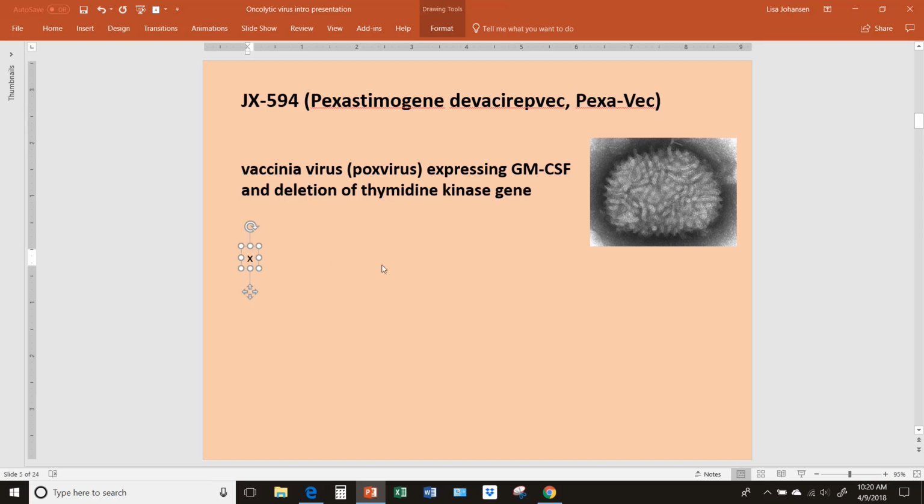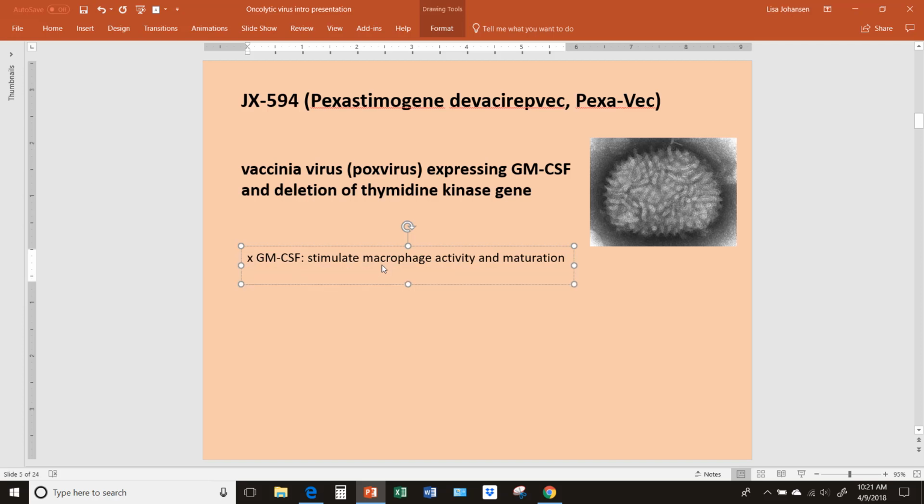GM-CSF, which I'm just going to try to write. Ugh, now you're going to see my horrible typing. GM-CSF, granulocyte macrophage colony stimulating factor. So what you really need to know is this is important to stimulate macrophage activity and maturation. So it recruits macrophages and it gets them going. Remember, macrophages are those types of cells of our immune system that can phagocytize, so it can engulf large chunks and get rid of foreign objects in our body.